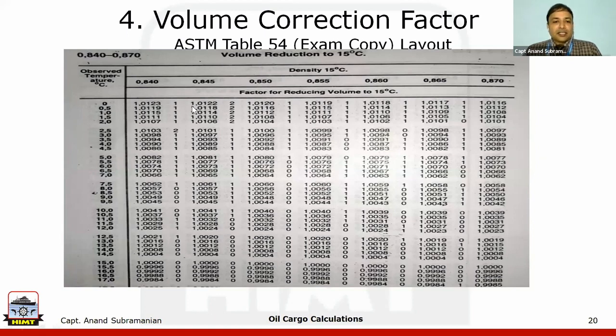Now let us look at the topmost row. What is the difference between 1.0122 and 1.0120? 2, sir. Okay, let's look at this one: 1.0083 and 1.0083. Any difference there? Nil, sir. 0. So that is the difference between the two numbers, which we basically use for interpolation.